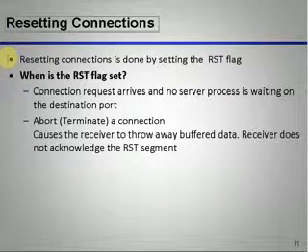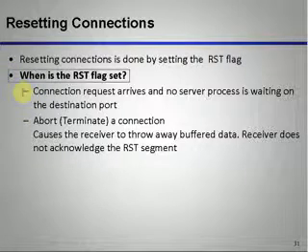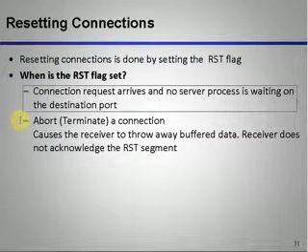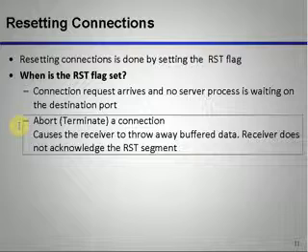Resetting connections. Resetting connections is done by setting the RST flag. When is the RST flag set? When a connection request arrives and no server process is waiting on the destination port. Abort, terminate a connection, causes the receiver to throw away buffered data. The receiver does not acknowledge the RST segment.